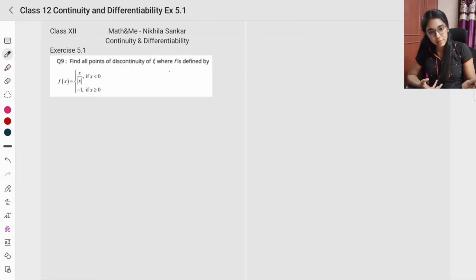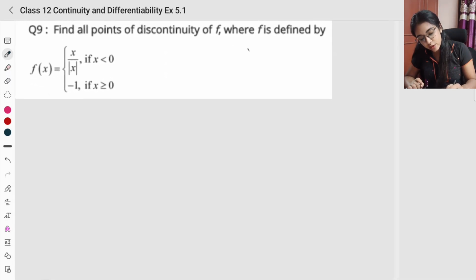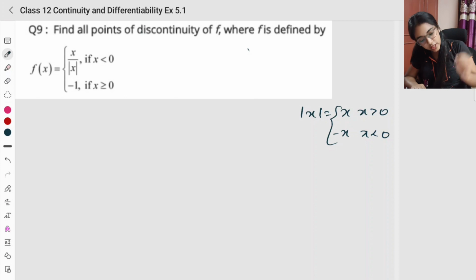It is a very very similar question. So what can we do for a similar question? So you have f of x is equal to two conditions. Now here also mod x is given. What is your mod x? It is going to take the value plus x when x is greater than 0 and minus x when x is less than 0. Okay, two similar conditions.